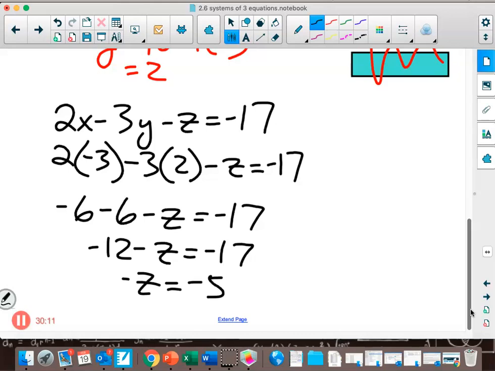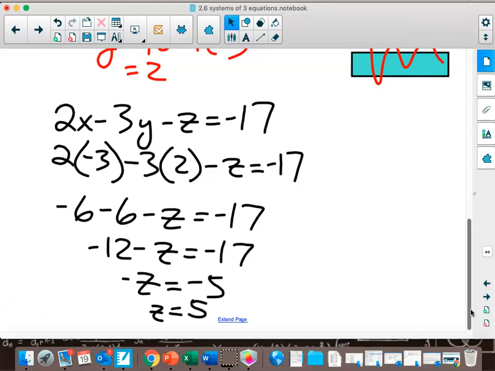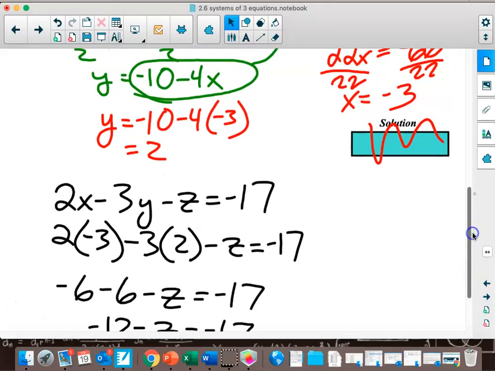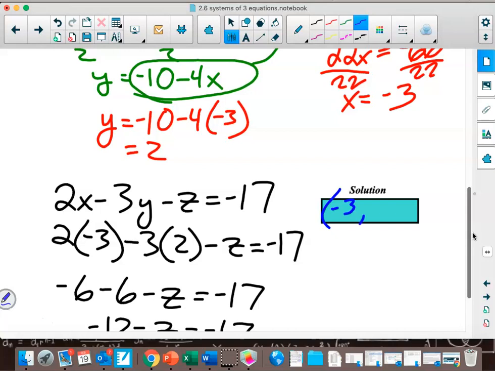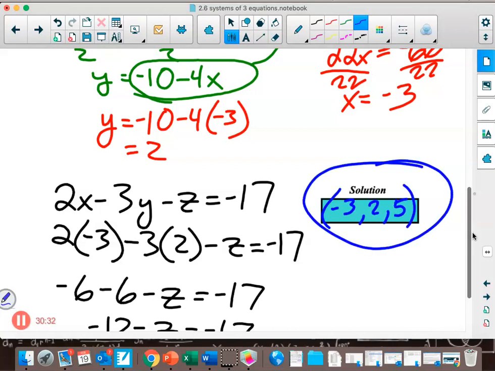Negative 5. Divide by negative 1, so what does z equal? 5. So now our solution is an ordered triple. Go ahead and write this in. I think I'm going to move this down a little bit. So you go negative 3, 2, 5. There's our solution.